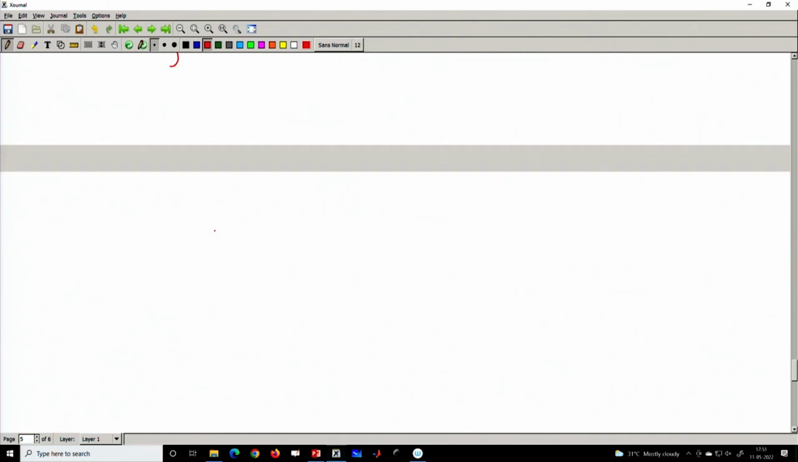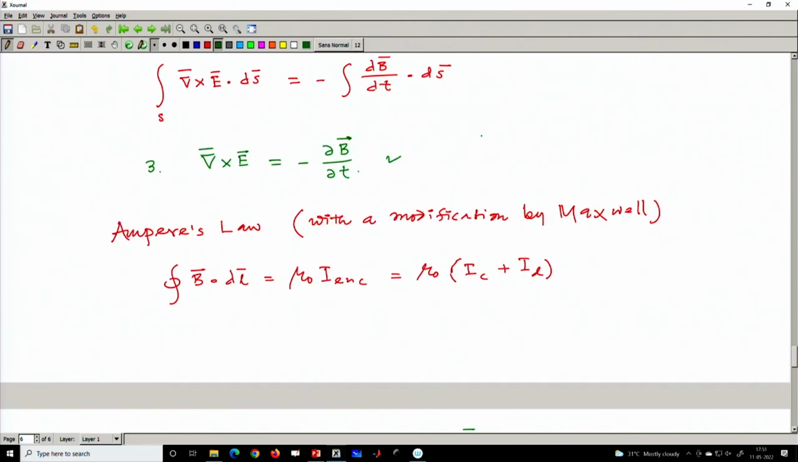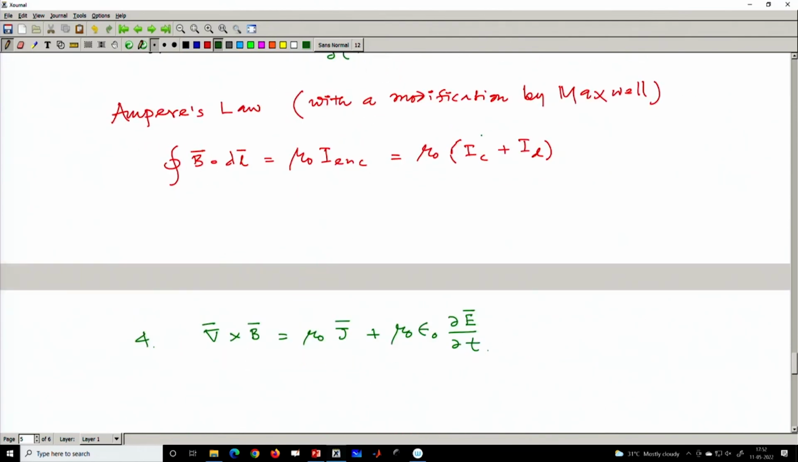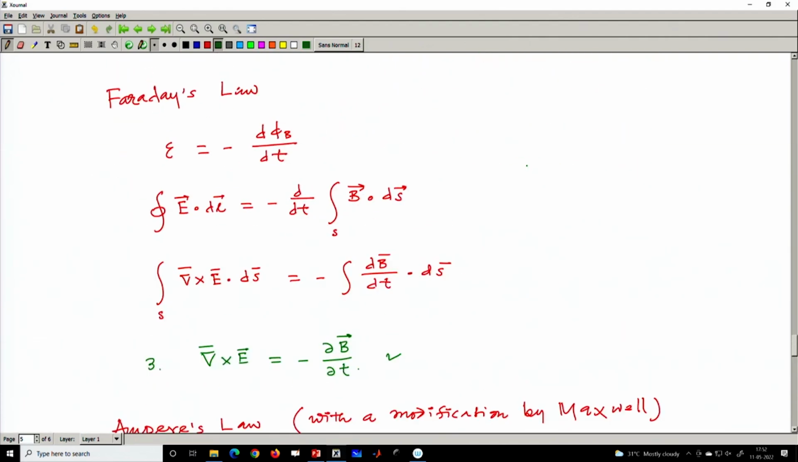So that eventually gives us the fourth equation, and it was curl of B is equal to mu 0 j plus that modification, mu 0 epsilon 0 del E by del t. That was the expression we get. So these four equations, written in green color, are Maxwell's equations starting from the fundamental laws.